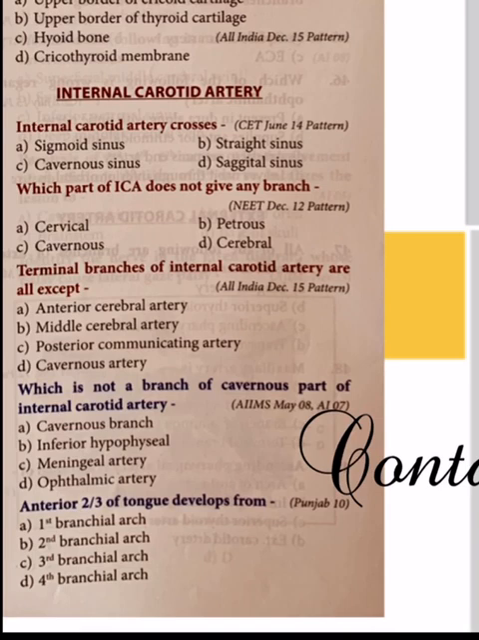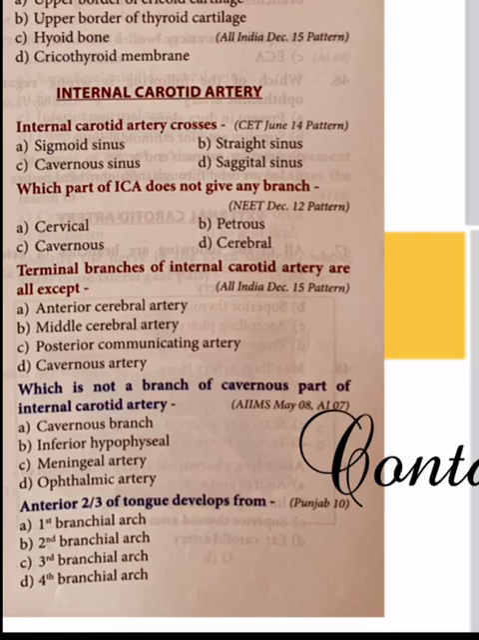Then coming to the next question: which part of ICA does not give any branch? Okay, in the WhatsApp discussion group we have already discussed the branches of ICA. So you know the various parts like cervical, petrous, cavernous and cerebral. So the cerebral, what are the branches? We have learnt about the ophthalmic, anterior cerebral, middle cerebral, posterior communicating and anterior choroidal. Then cavernous, you have meningeal, superior and inferior hypophyseal.